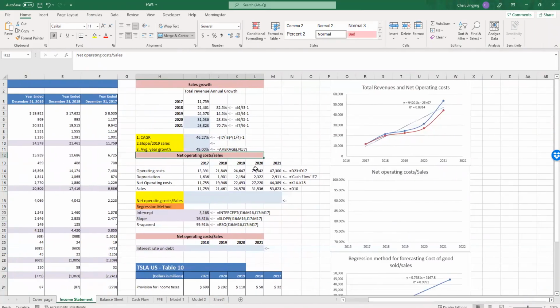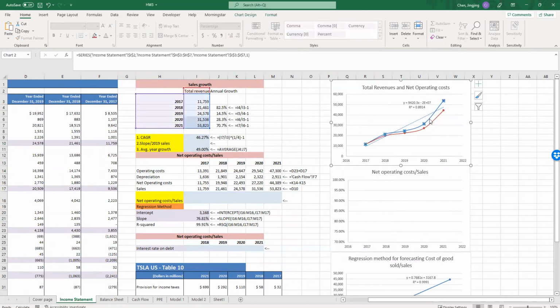And then for the regression method, I think it's very helpful if you understand this scatter plot. The scatter plot here plots the revenues for all these 5 years. And the fitted line here for this revenue curve is the regression that we will perform. So here its slope equals 9,420, and its intercept is very close to 0.